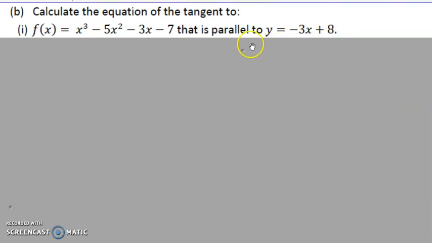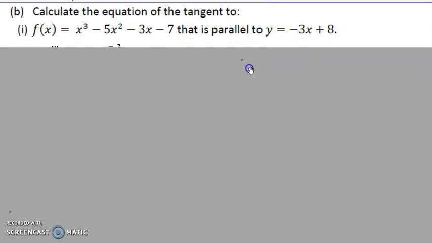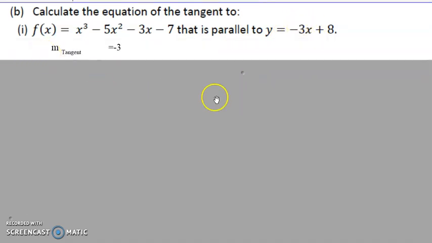Let's calculate the equation of the tangent to the function that is parallel to y is equal to negative 3x plus 8. If something is parallel to something else, the slope or gradient will be the same. So the tangent's gradient is known to me, will be negative 3.